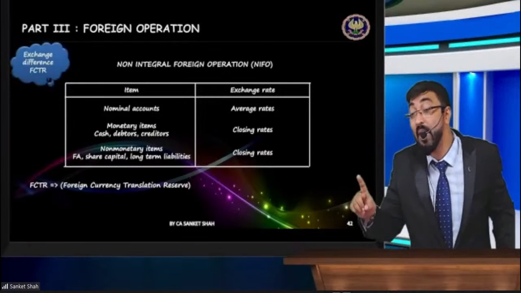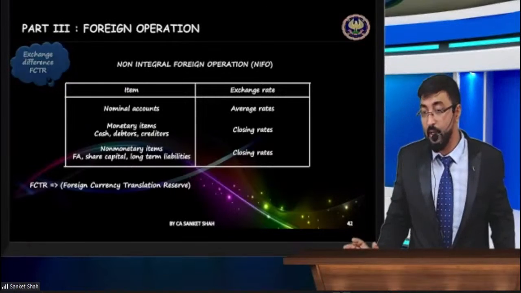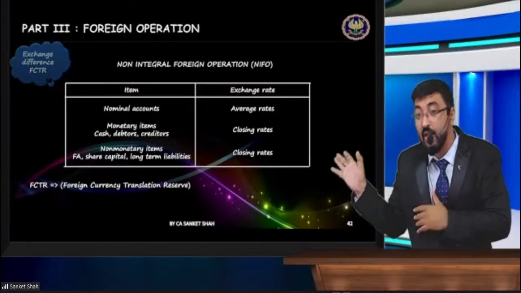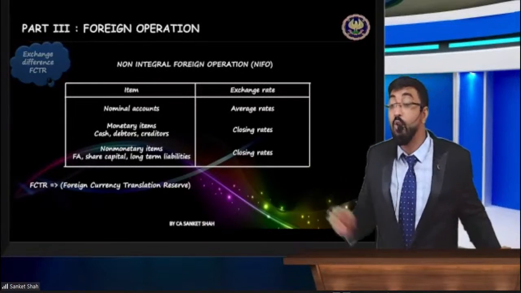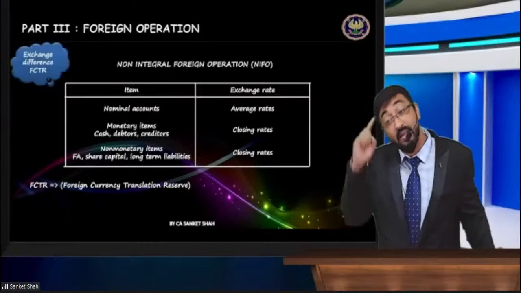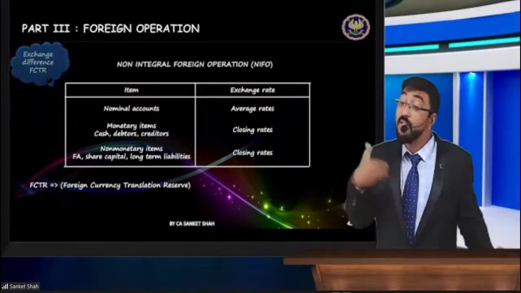If it is adjusted in P&L, dividend can be paid out of this. Means it will affect your dividend decision. And if it is adjusted in FCTR, your dividend decision will not get affected. That is the logic behind it. So it is just an extension.